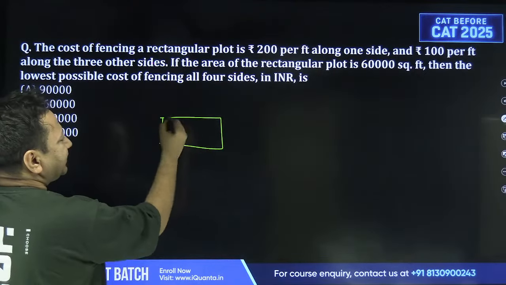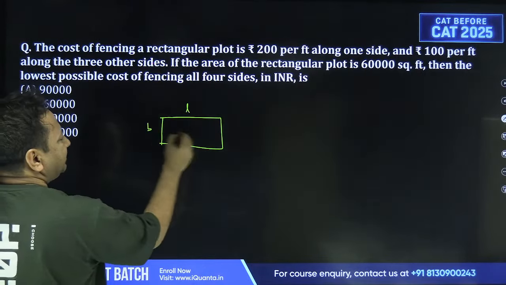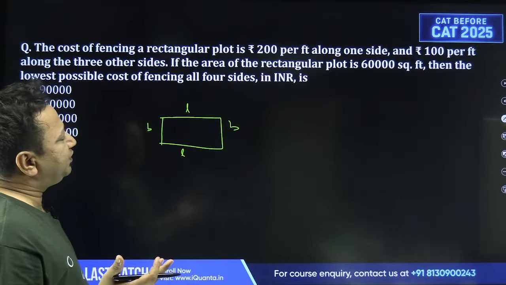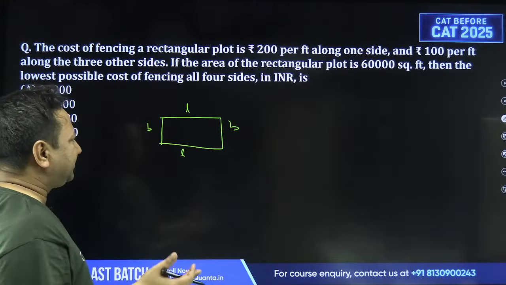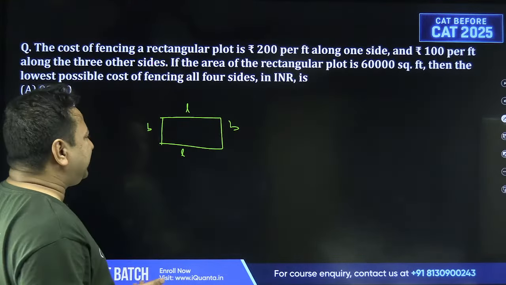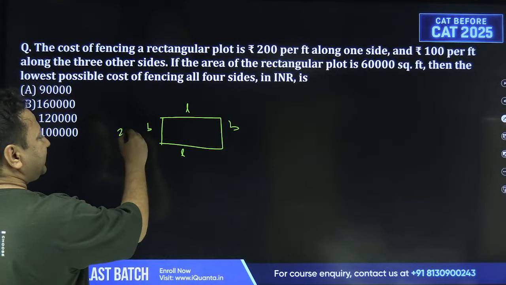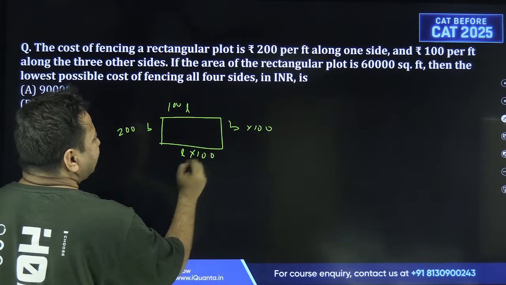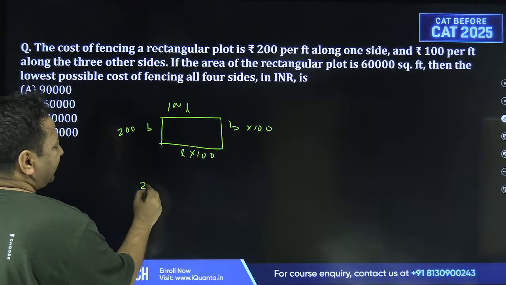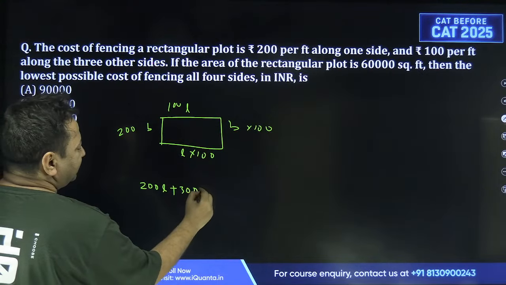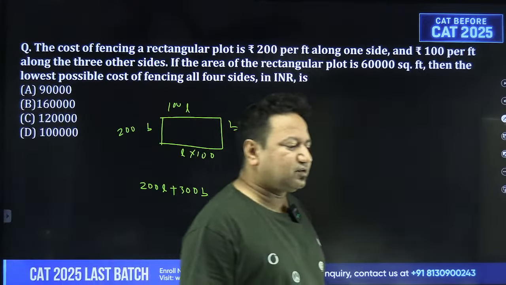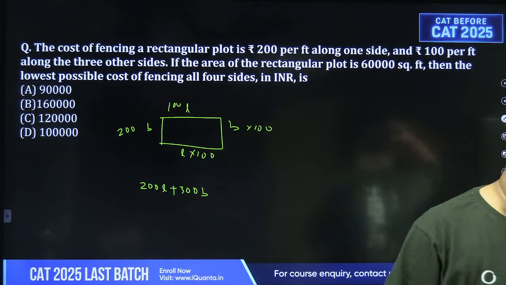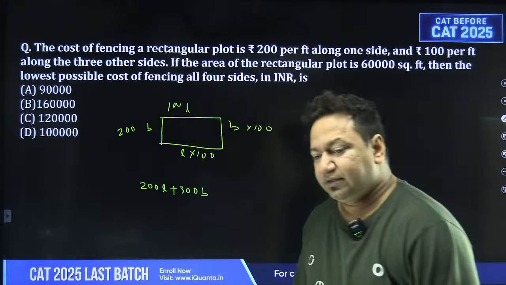Let me assume, okay, this is L, B and B. Now obviously if I want to reduce my cost, then I would be giving 200 to the lower side, the side which is less in length, that is B. So let me say that here we are spending 200 and the remaining 100 on the other three sides. Is that clear? So what do I get? I get 200L plus 300B. This is going to be my cost overall. Is that right? All of you? That's going to be my cost.